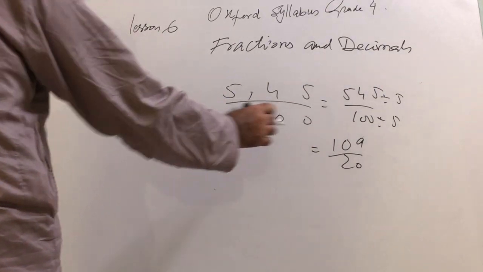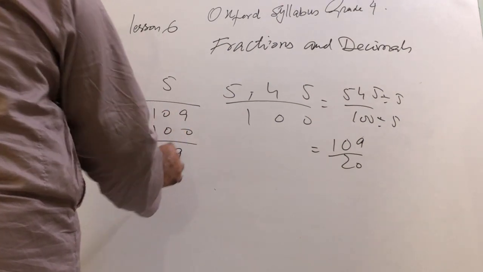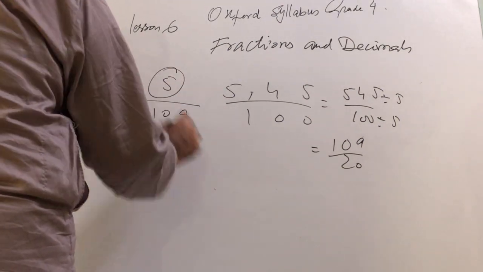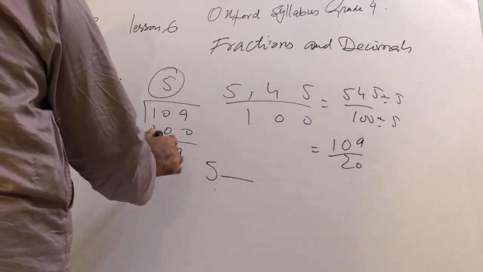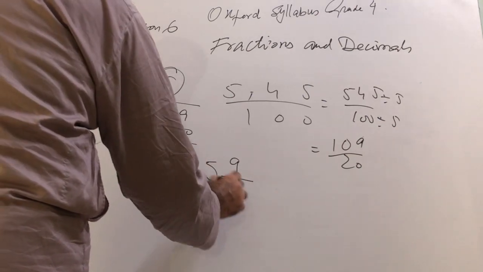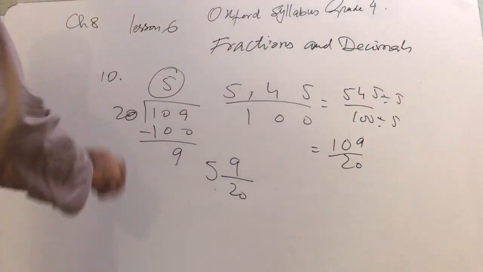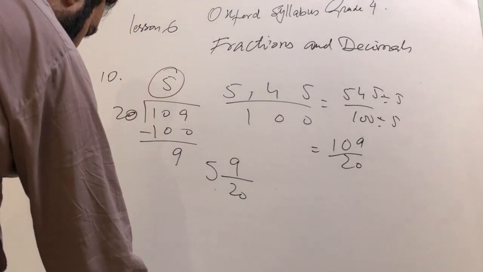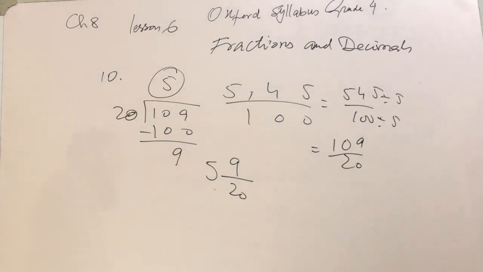How to convert it into mixed numbers? 20 5s are 100. So we have the answer 5. Put it here. Fraction symbol. This is the remainder, put it here. This is the divisor, put it here. So 5 whole number 9 over 20 is the mixed form of 109 over 20. So if you see page 184, there are practice questions. We have done all these, so do it yourself.